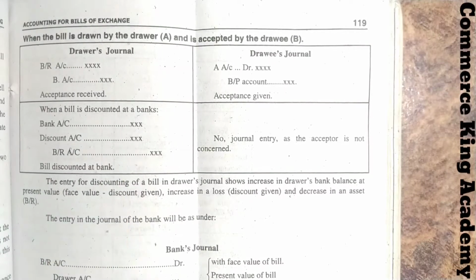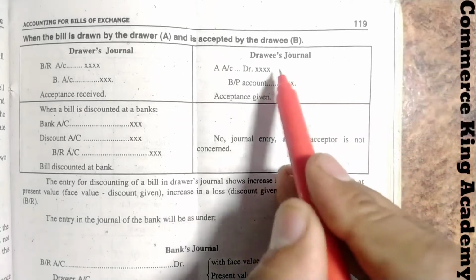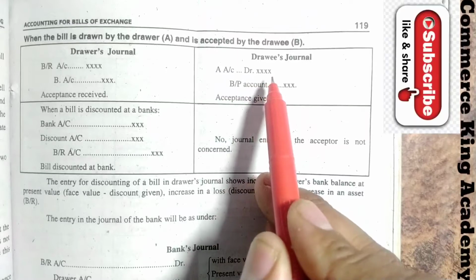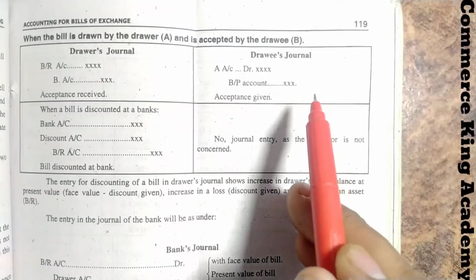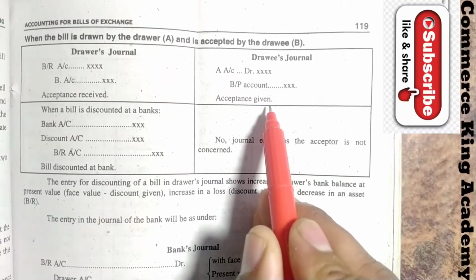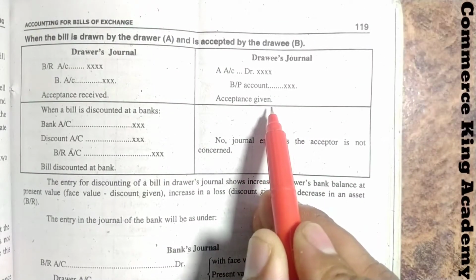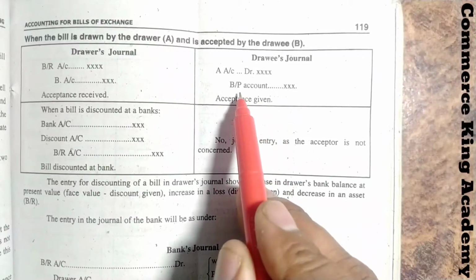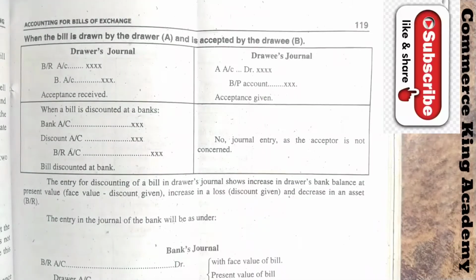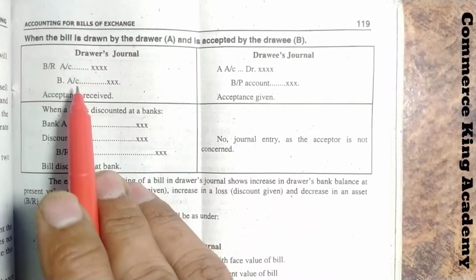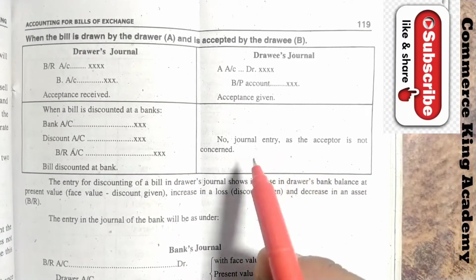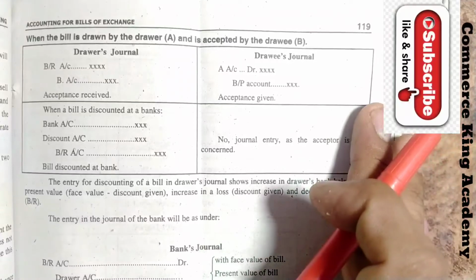That's it. When we go to the drawee's journal, the entries would be A's account debited here against the bills payable account credit, right? With details, acceptance given by the drawee to the drawer. Okay. So the bills payable account is the liability of the drawee because on the next date he will pay to the drawer, Mr. A. Okay. So no journal entry for the acceptor is needed, as the acceptor is not concerned. Why? It's not concerned with discounting of the bill of exchange from the bank.